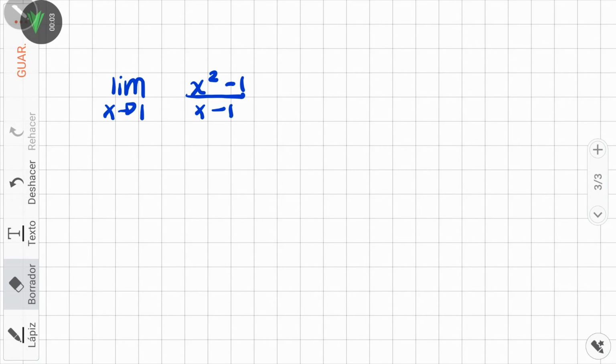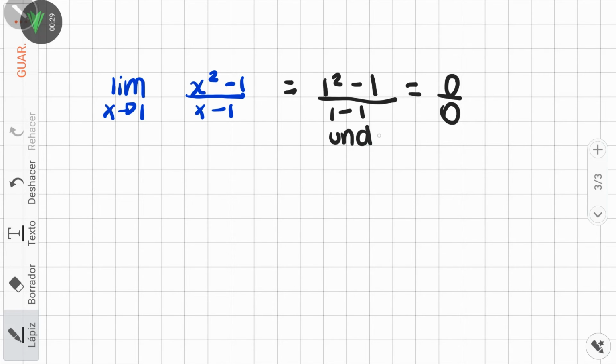So say you have the limit of x squared minus 1 over x minus 1 as x approaches 1. For that, we can start by doing the same process as before, which is substituting your 1 into every x that you might encounter in your function. So that will be 1 squared minus 1 over 1 minus 1, which gives us 0 over 0. Again, 0 over 0 is undefined, and your answer cannot be undefined.